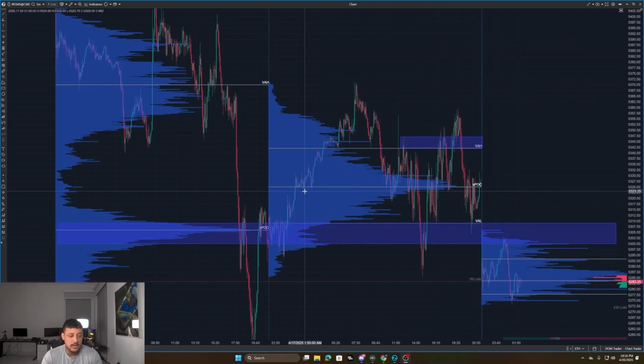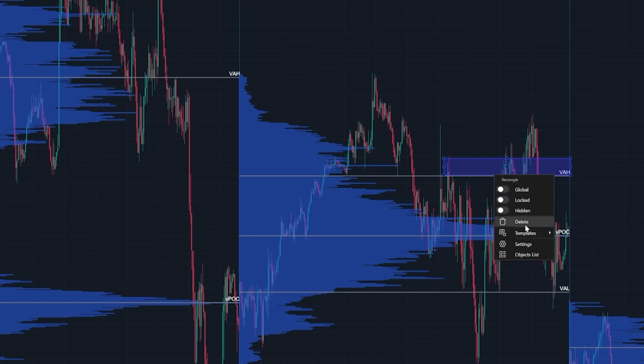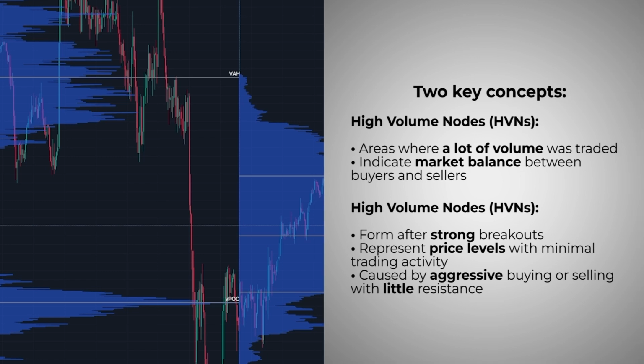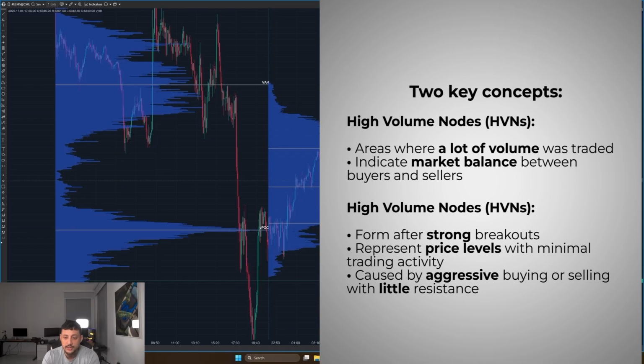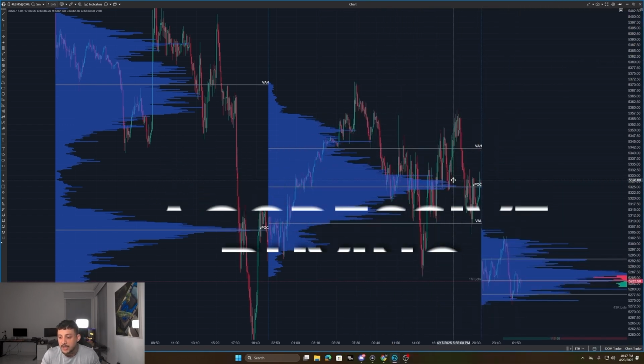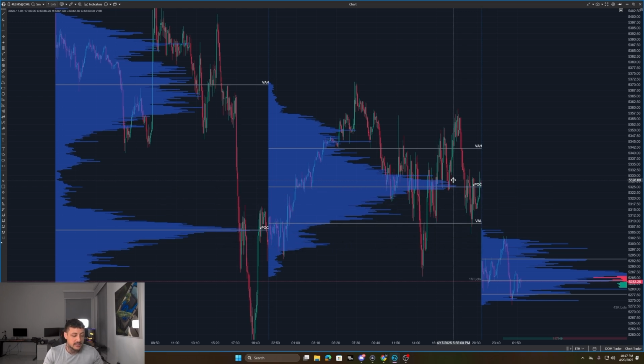Now, what I also want you guys to take into consideration here are areas of high volume nodes and areas of low volume nodes. High volume nodes are exactly what they sound like. They're areas inside of the market where a lot of volume was traded and transacted, and low volume nodes are the complete opposite. Low volume nodes typically appear after some form of a breakout in the market, where there really wasn't that much transacting, and it's caused by a lot of either aggressive buying or aggressive selling. So what I want you to think about when it comes to high volume nodes is that there are a lot of buyers and sellers inside of that range.